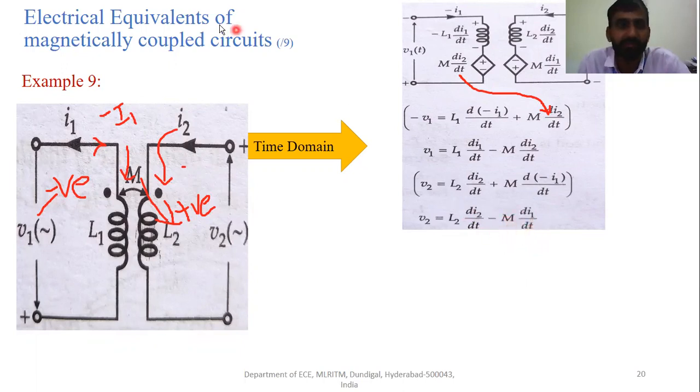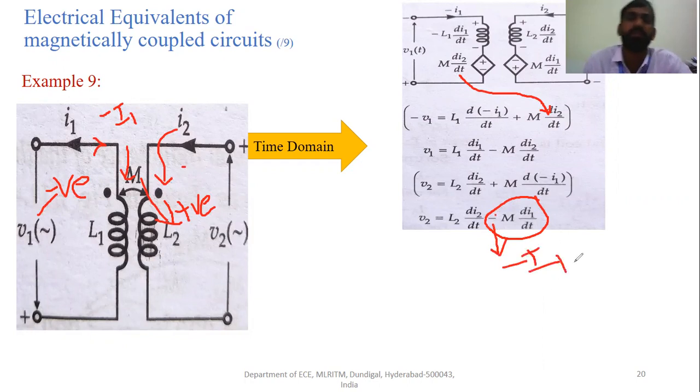So here this minus term is not going to represent the negative mutual inductance. It is going to represent the negative current. So this minus is due to the negative I1. This is due to the minus I1 term, right? You have to remember this point.